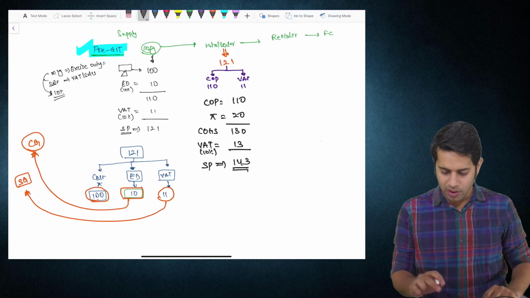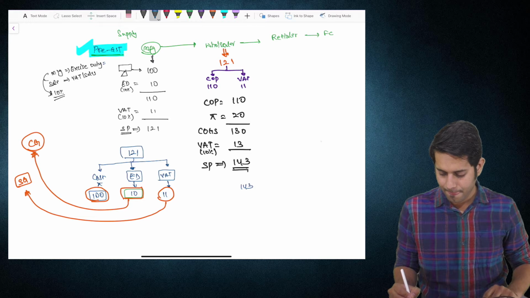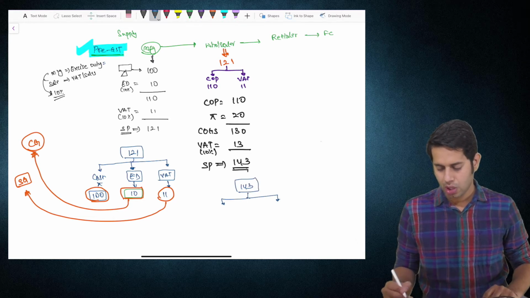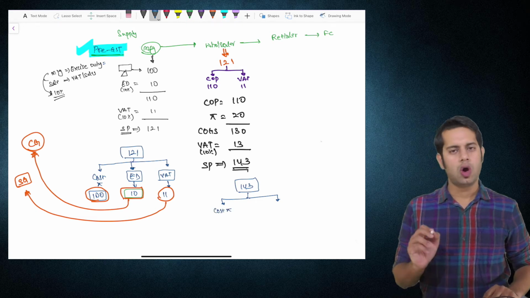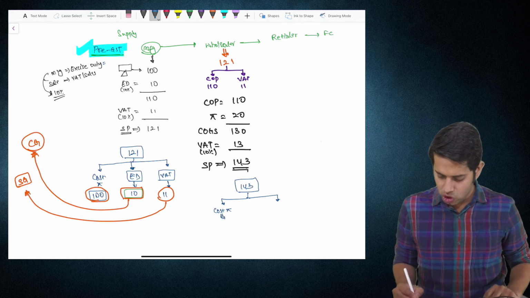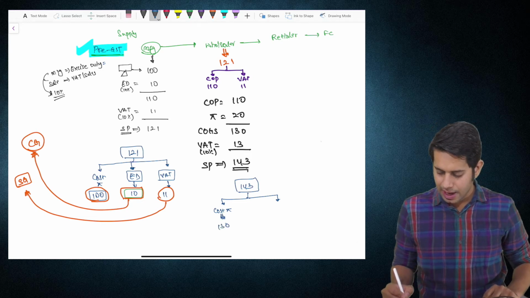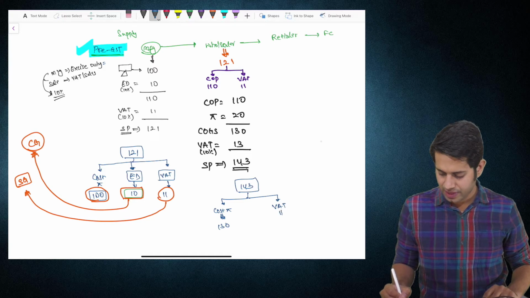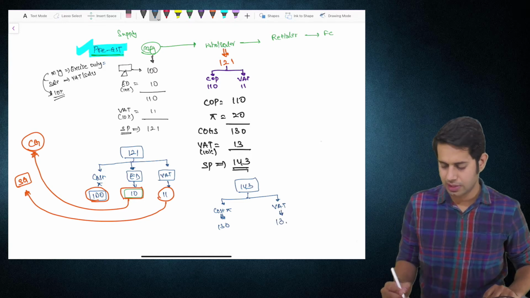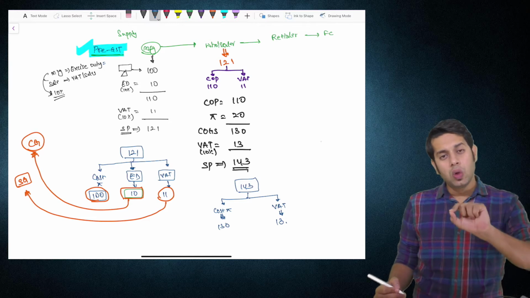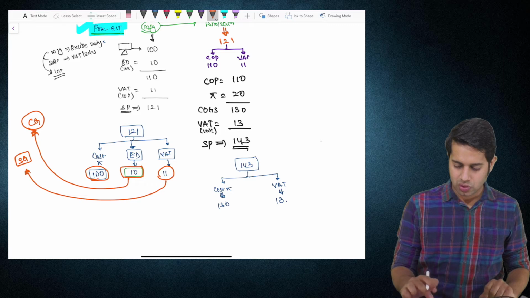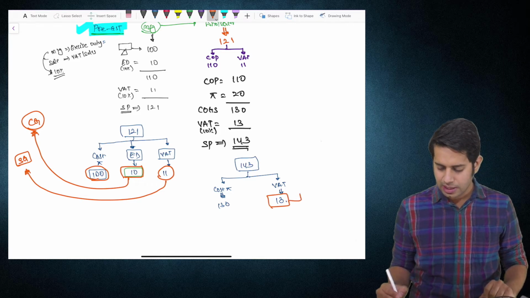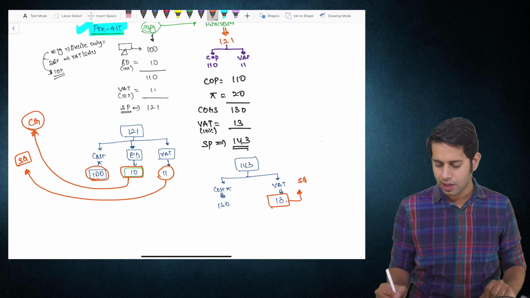Now, this 143 rupees consists of two things. One is the cost plus profit of the wholesaler, which is equal to how much, sir? 130 rupees, and the value added tax. How much is the value added tax? 13 rupees. Now, the wholesaler has to pay VAT to the government, correct? This VAT amount which the wholesaler has collected, 13 rupees, he has to pay to which government, sir? He will pay to the state government.